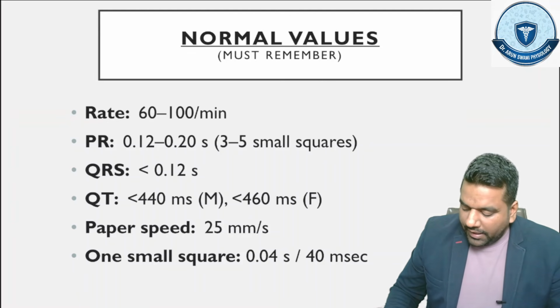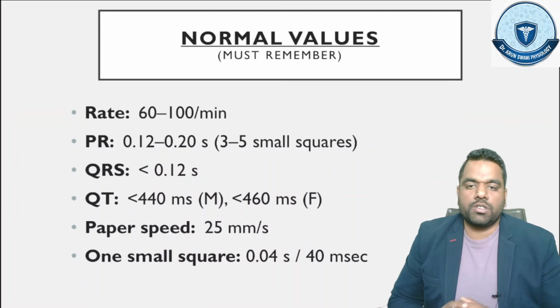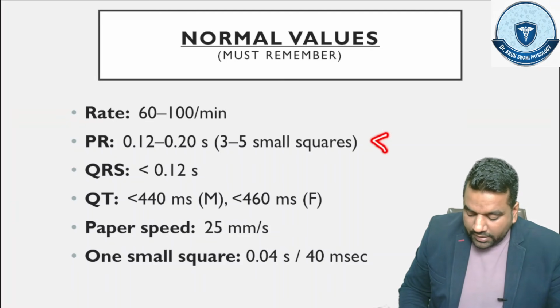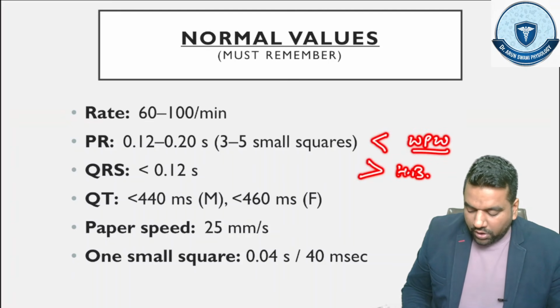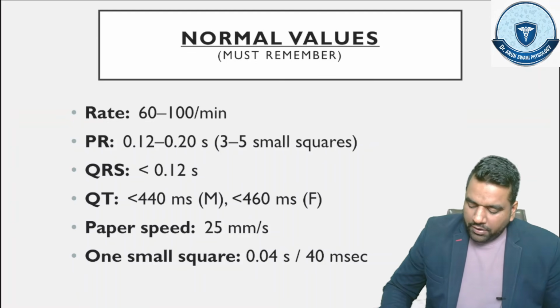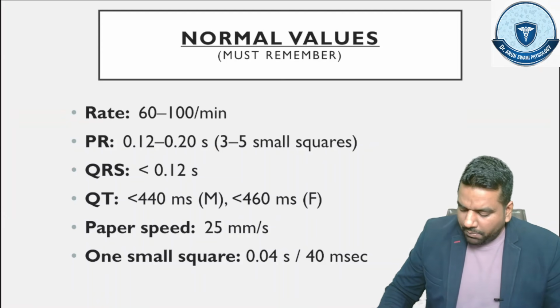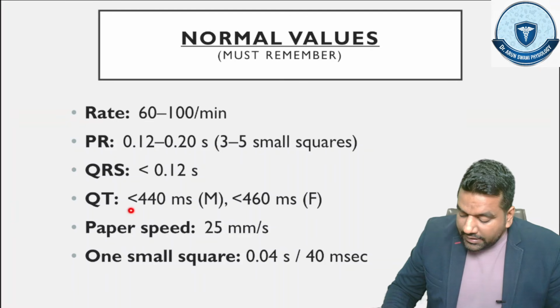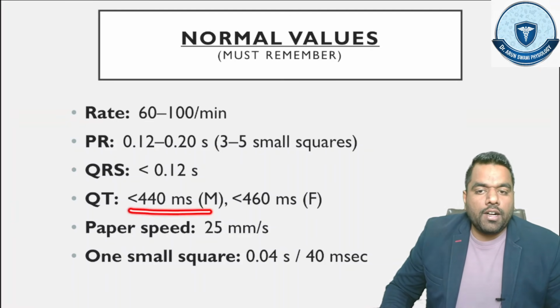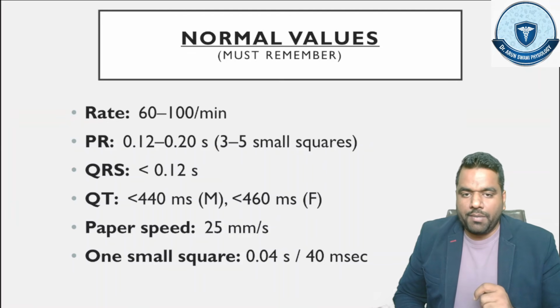After that, the PR interval. The normal value of PR is 0.1 to 0.20 second. If the PR interval is shortened, this indicates WPW syndrome, and if the PR interval is prolonged, this indicates heart block. Always remember, guys, this is similarly 3 to 5 small squares. The duration of the normal QRS complex is less than 0.12 second. The QT interval duration in males is less than 440 millisecond, and in females it is less than 460 millisecond.